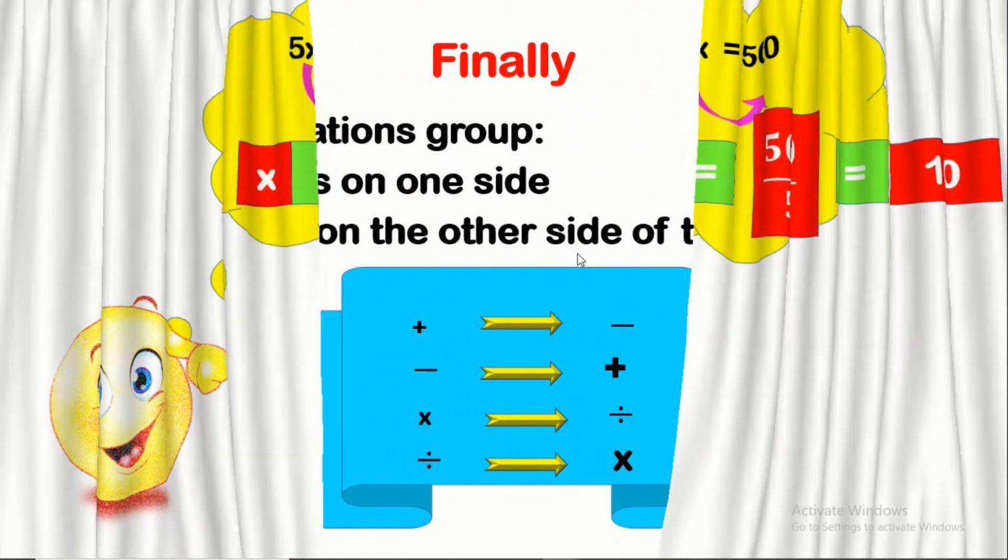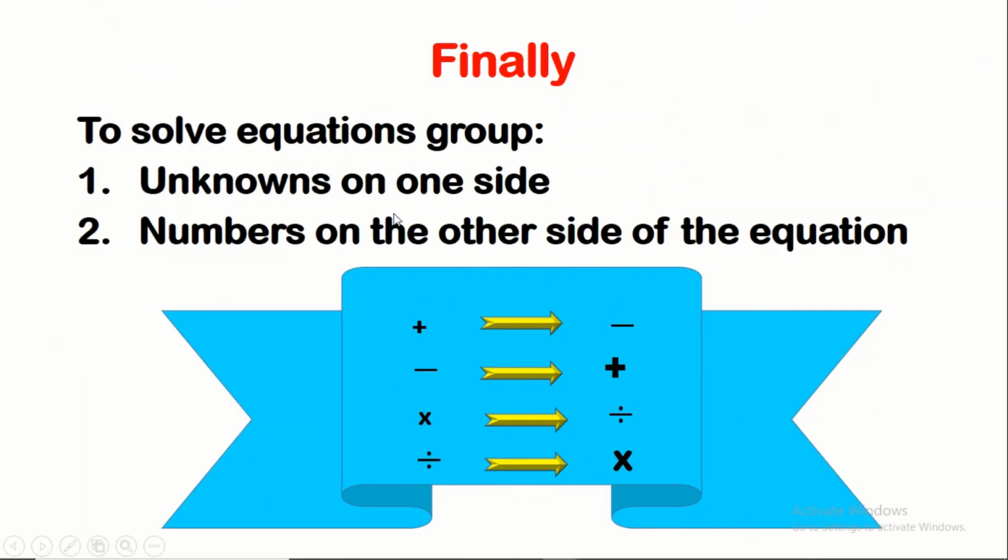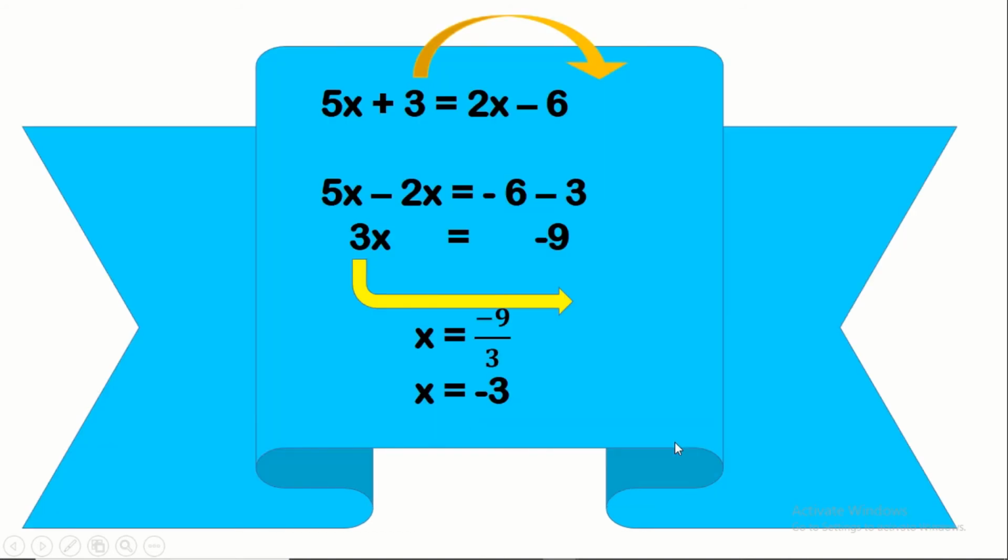So to solve any equation, we group the unknowns on one side and the numbers on the other side. How to do it? When we move to the other side to group them together, plus will become minus, its opposite. Minus becomes plus, times becomes divided by, and divided by becomes times.